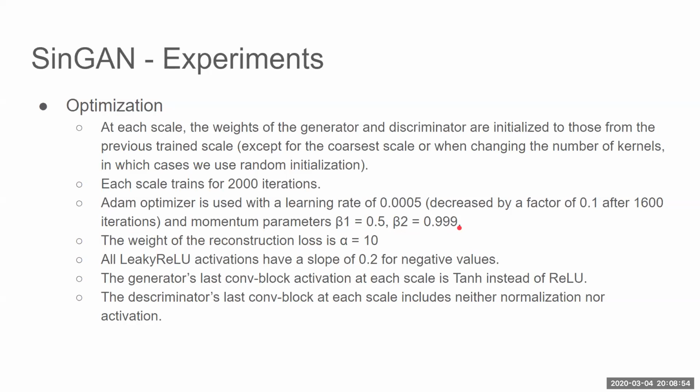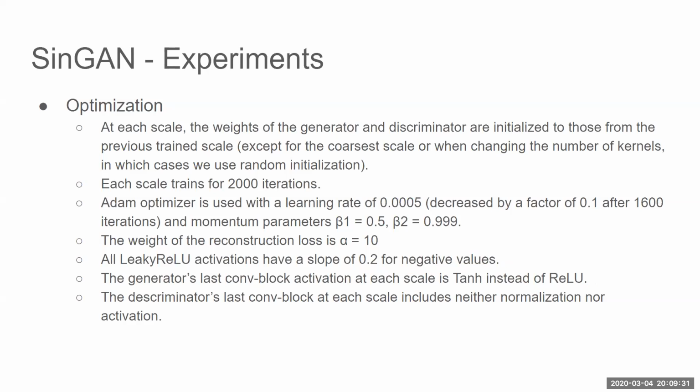Now the weight of the reconstruction loss, the alpha, is kept at 10 for all the cases. The only change is when they have tried the super resolution experiments, where alpha goes to 100. And they have used leaky ReLU activations for the CNNs, these convolutional layers, with a slope of 0.2 in the negative direction. And the generator's last convolutional block's activation is tanh instead of ReLU.